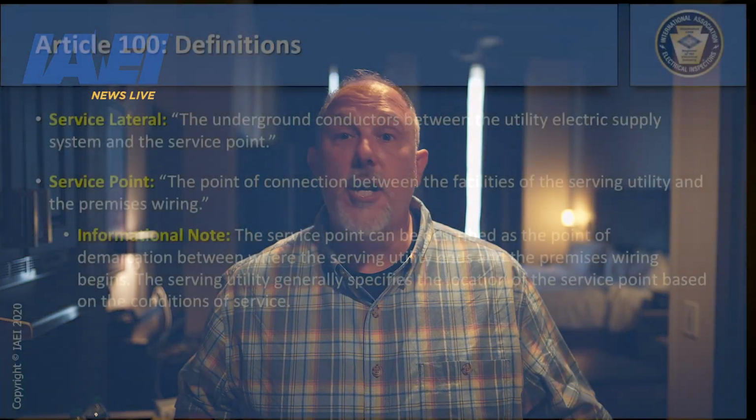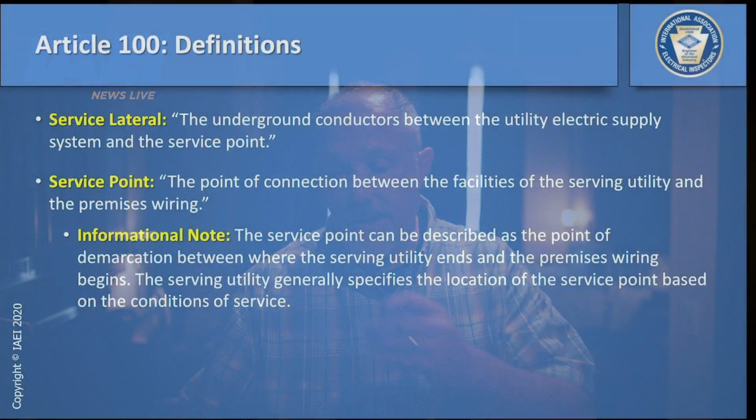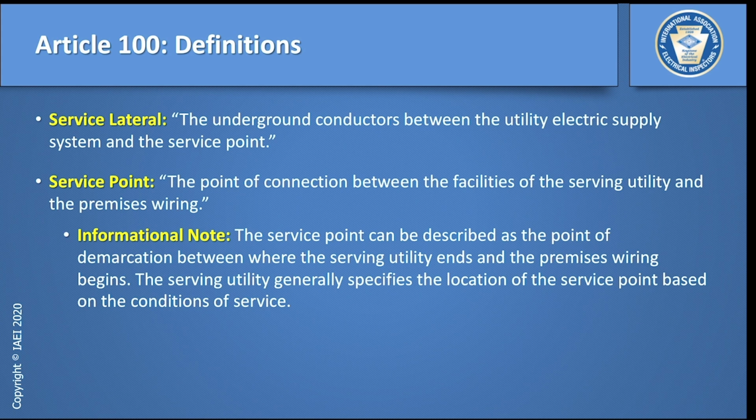Finally, we've used the term service point multiple times in the beginning of this discussion of services. So a service point is the point of connection between the facilities of the serving utility and the premises wiring. This is that point of line of demarcation, your service point. In some cases, your service point might be up on a pole. In some cases, your service point might be in a meter. You've got to just understand, based upon the serving utility's rules and regulations, what the service point is. Okay?